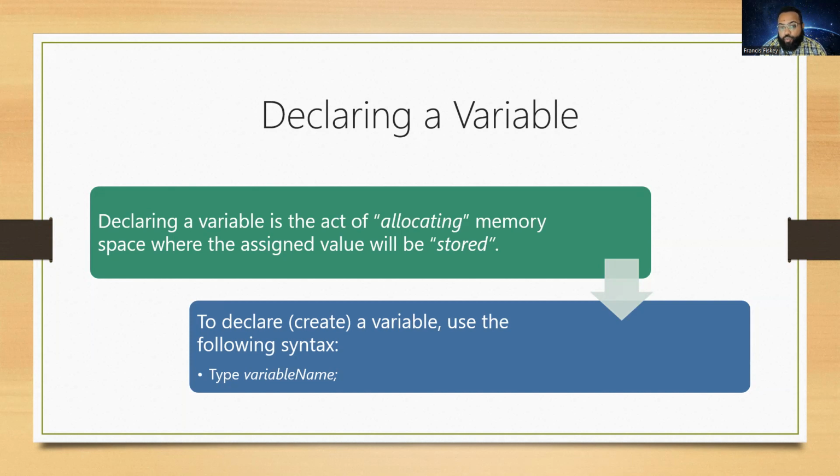Now, why is declaring a variable important? Well, we need to store values that we want to use later. And those values can be used in our equations as we write our algorithms within our program to have specific outcomes that we're looking for. Normally, that's what we call business logic, but it can be more than that. Either way, based on our definition, declaring a variable is the act of allocating memory space where the assigned value will be stored.